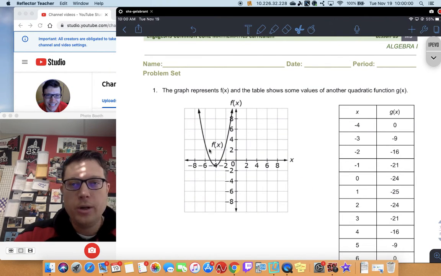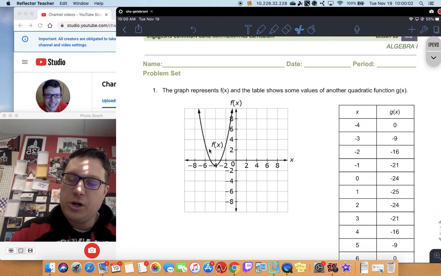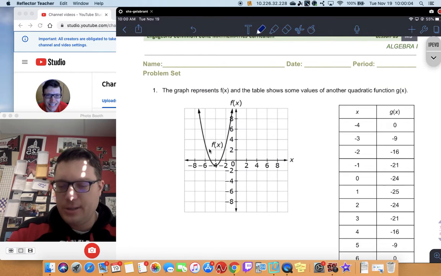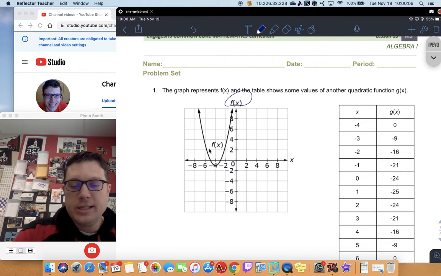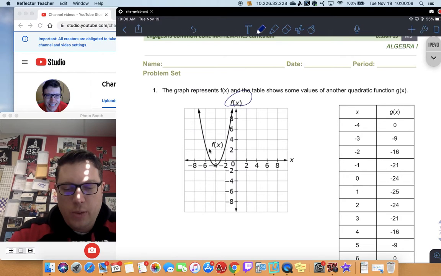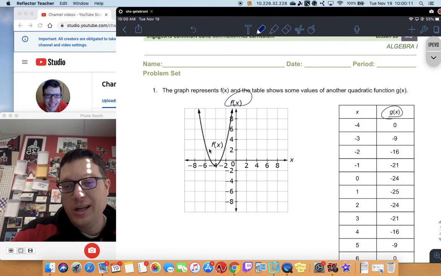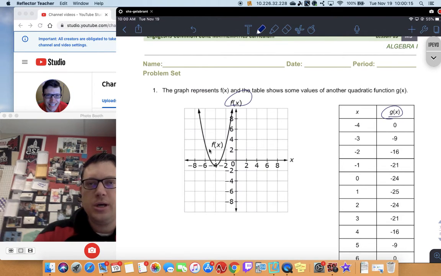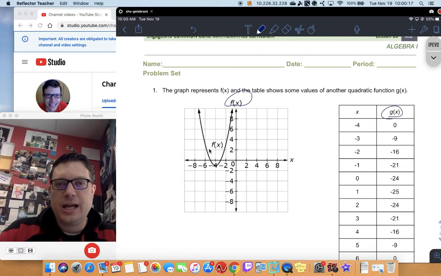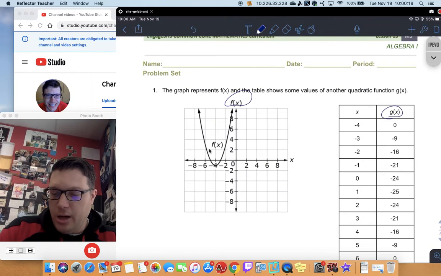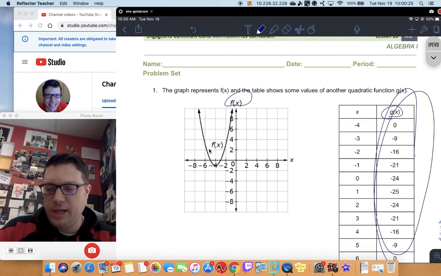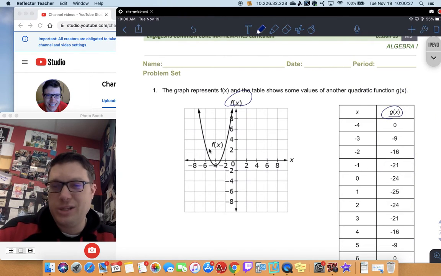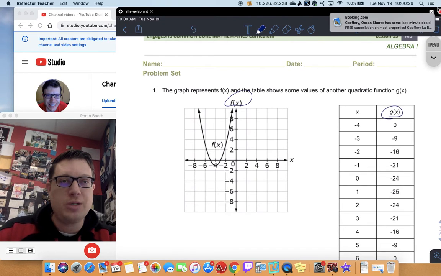Here we go. There's two representations. There's a function. It says the graph represents f of x, so that's the graph, and a table that represents another function that we call g of x. In order to answer the questions, we're combining two different representations. Here we have a graph of a function, and here we have a table of values of functions that relate to each other. The best thing you can probably do is actually make the two of them go together.